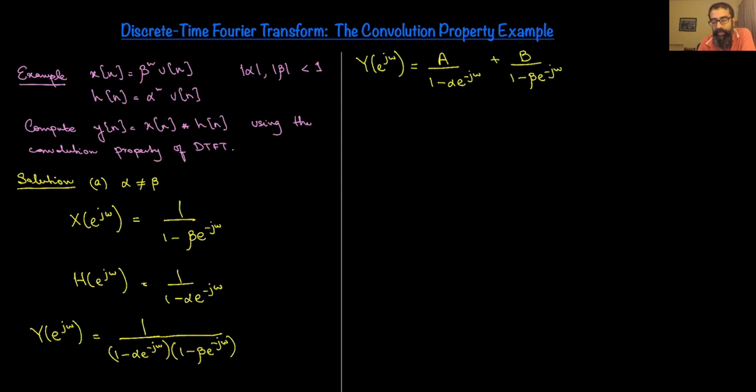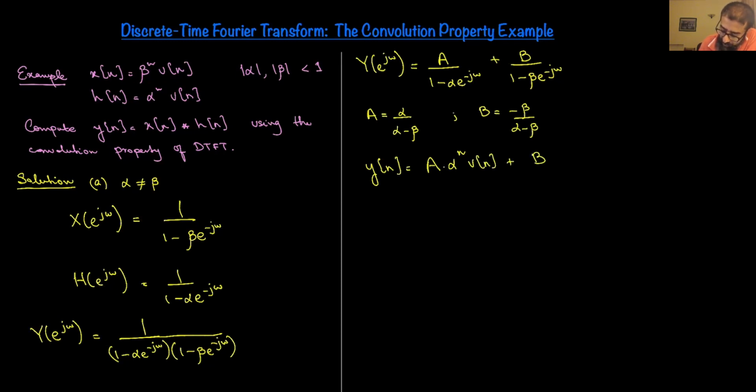If we do this expansion, we can use standard techniques to determine the constants A and B. I'm not going to do them here. It turns out that capital A is equal to alpha upon alpha minus beta, and capital B is equal to minus beta upon alpha minus beta, because of which y of n, I can say, is actually equal to capital A times alpha raised to power n u of n plus capital B times beta raised to power n u of n.